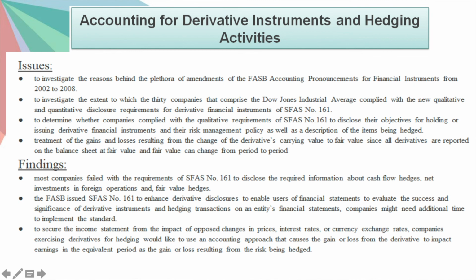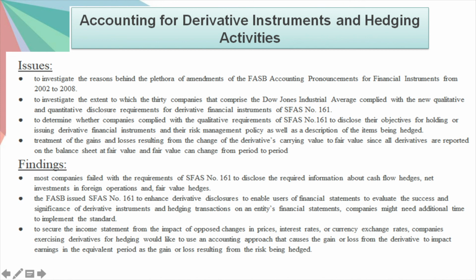And next article, accounting of derivative instruments and hedging activity. This issue is about investigating the reasons behind the plethora of amendments of the FASB accounting pronouncements of financial instruments from 2002 to 2008. Next is to investigate the extent to which the 30 companies that comprise the Dow Jones Industrial Average complied with the new qualitative and quantitative disclosure requirements for derivative financial instruments of SFAS number 161.